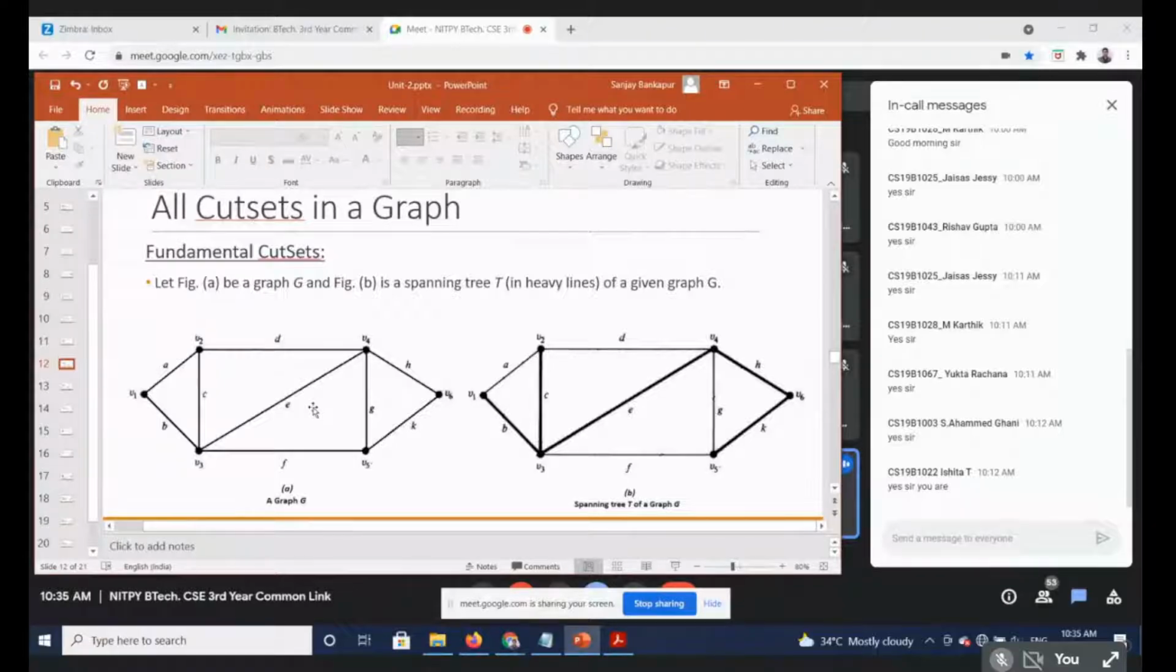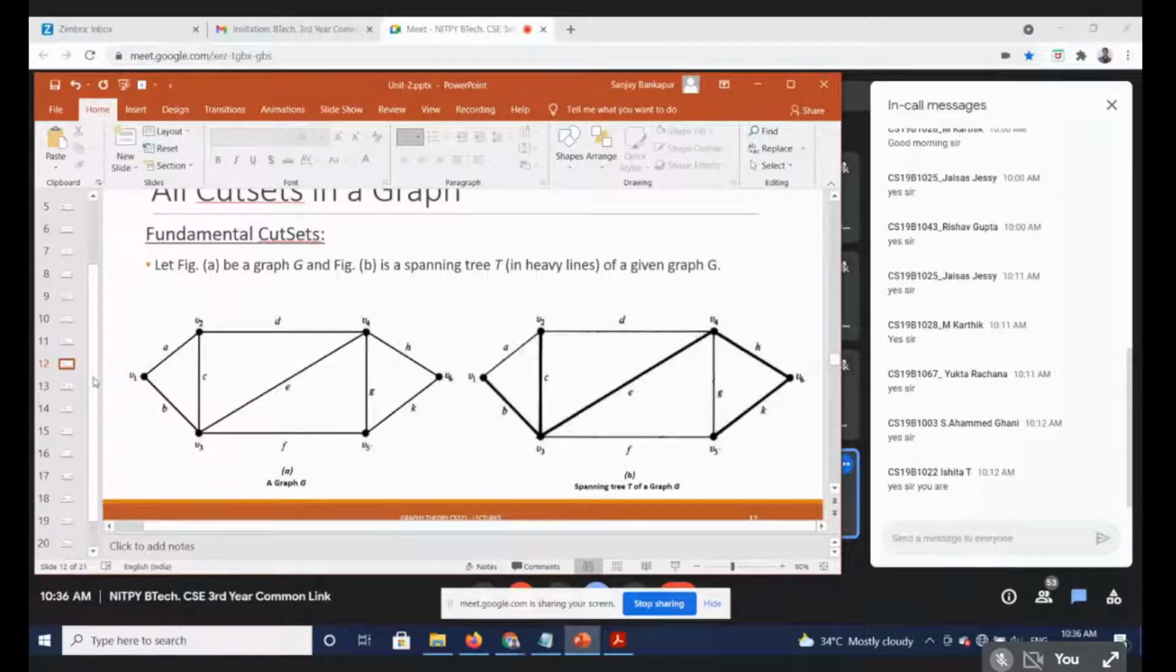Before going to cut set and fundamental cut set, I have selected a spanning tree. This is one of the spanning trees, need not be only one spanning tree. The edges are B, C, E, H, and K. The heavy lines indicate the spanning tree, which traverses all the vertices once without any circuit or closed walk. So it's just one of the spanning trees in the given graph.